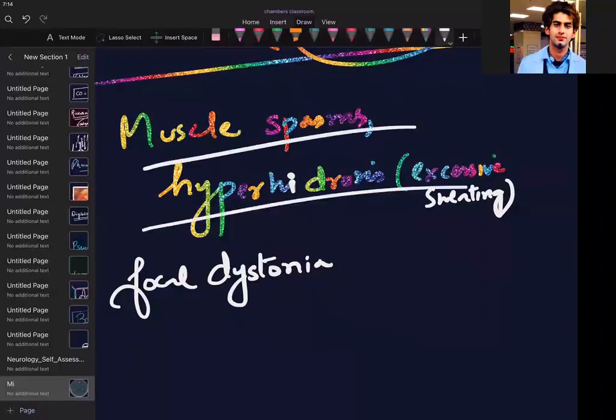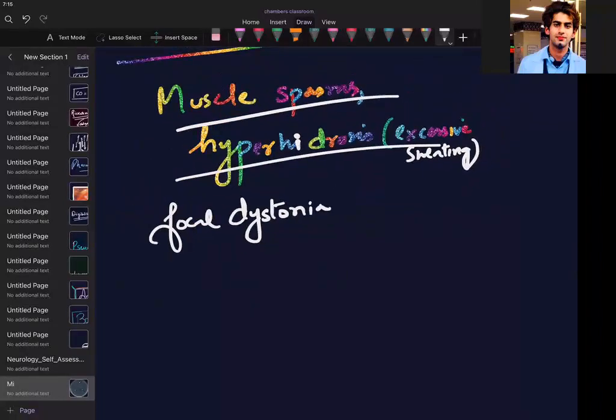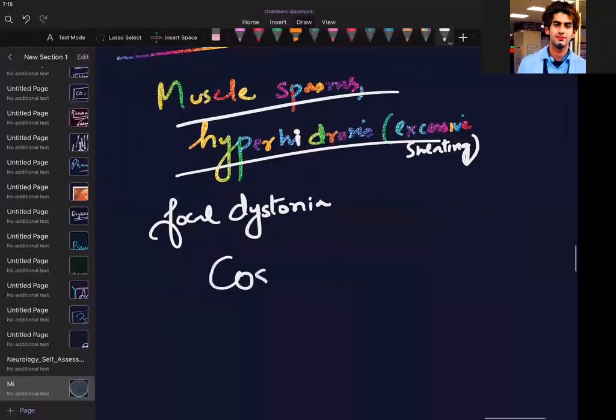Muscle spasm, hyperhidrosis, focal dystonia. Do you know the people have wrinkles? People have wrinkles on the face and they go to the dermatologist and they tell him, make me what? Make me young. Jennifer Lopez. Isn't it? Cute. So how to make cute? We give it for cosmetic reduction. We inject it on the facial muscles and the wrinkles get treated.